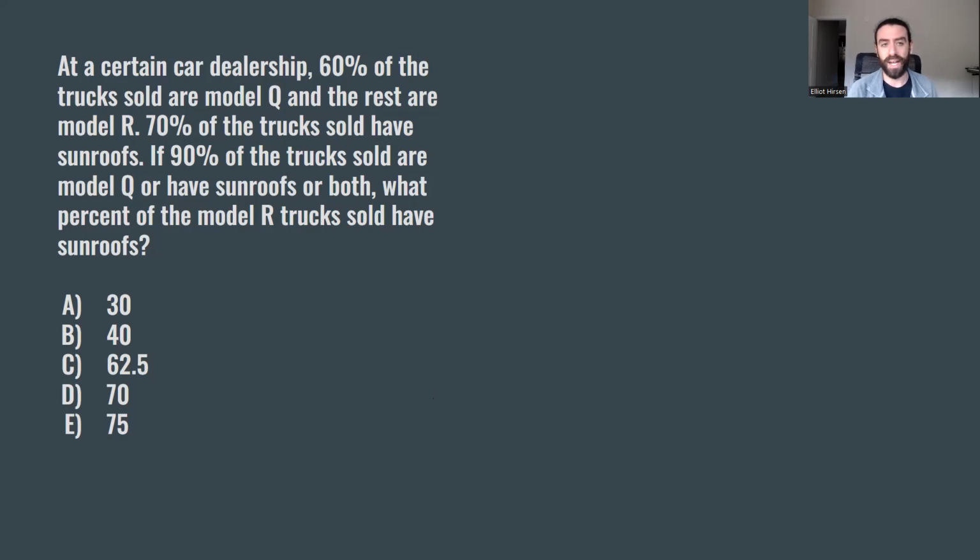The question says that at a certain car dealership, 60% of the trucks sold are Model Q and the rest are Model R. So everything is going to be in the Q group or the R group. And then it says 70% of the trucks sold have sunroofs. So every truck is either going to have a sunroof or not have a sunroof. When you see this kind of setup, that's when you have overlapping sets.